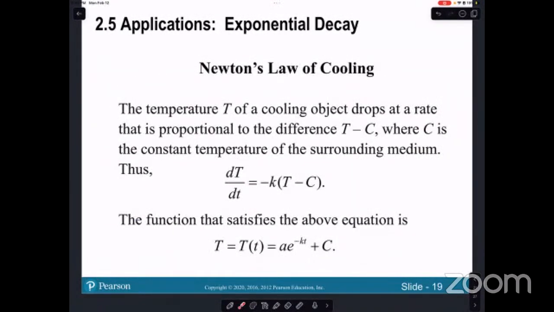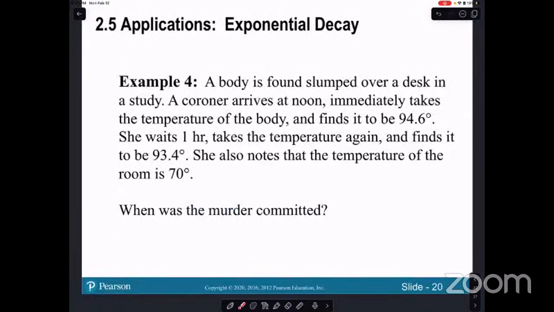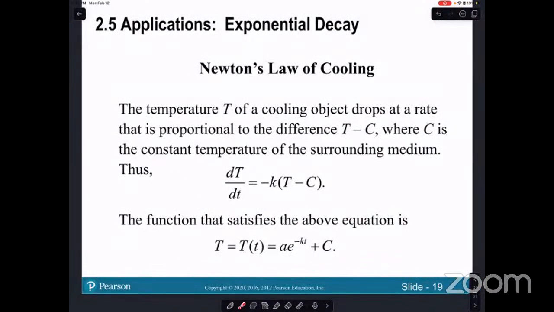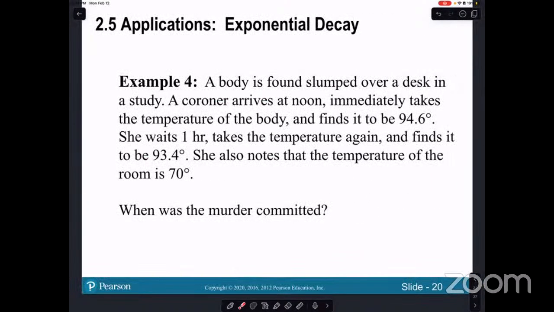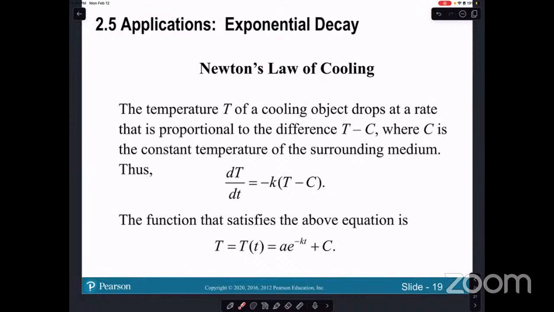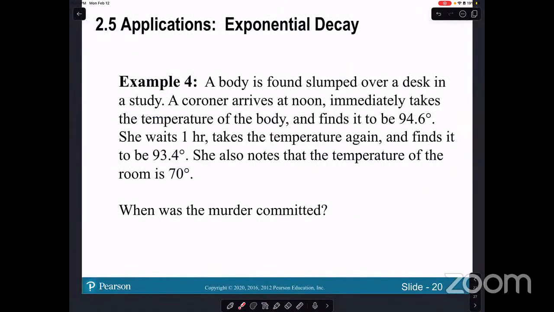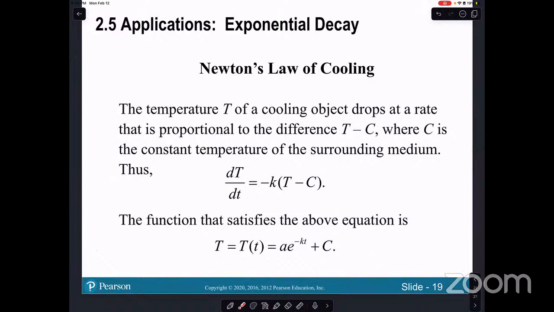Let me think. Give me a moment. The temperature of a cooling object. Okay. We have the temperature of the room. She also knows the temperature. So we have two of these. We're trying to solve for little t. Constant temperature of the surrounding medium. Let me see. Let's see, if we start here, we have two pieces of information. That's the rate of change.